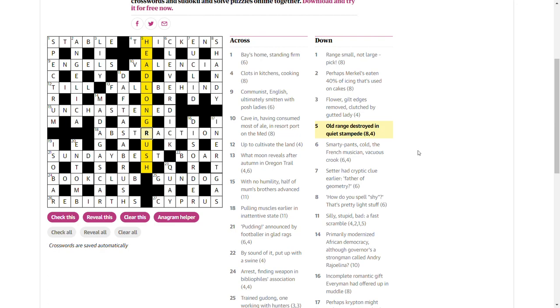Right, there we go. Finish the grid. Shall we click check all? I think that's the only way forward. Here we go. We did it.